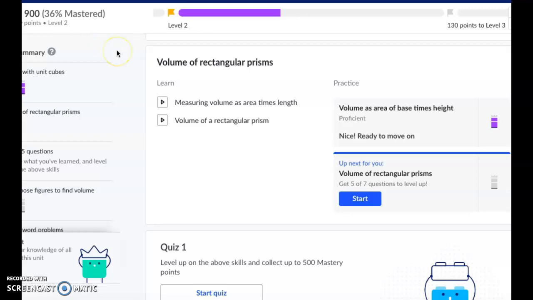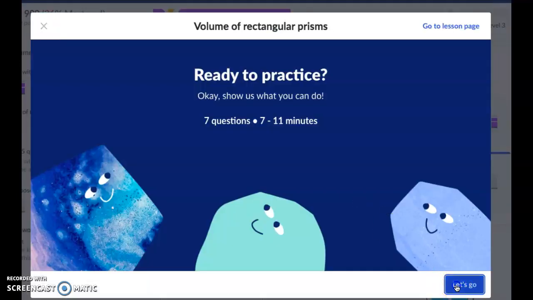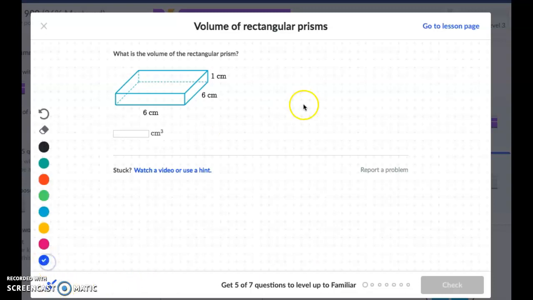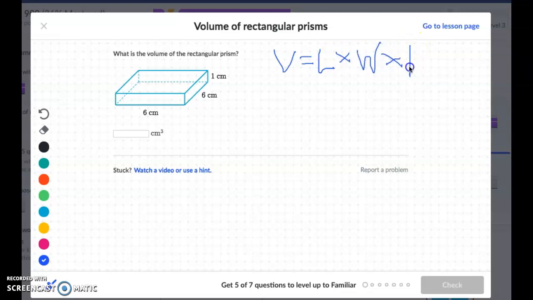Khan Academy, volume. We're working on volume of rectangular prisms. What is the volume of the rectangular prism? So we're going to go back to our original equation. Volume equals length times width times height.